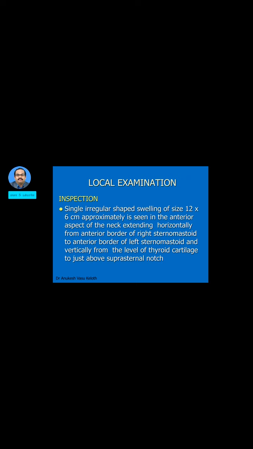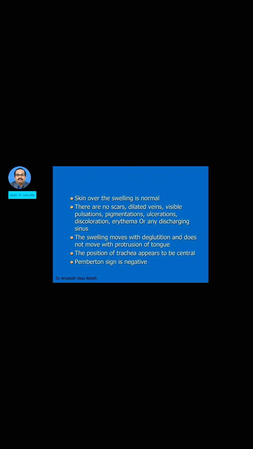On local examination, on inspection, a single irregular shaped swelling of size 12 into 6 cm approximately is seen in the anterior aspect of the neck, extending horizontally from the anterior border of right sternomastoid to the anterior border of left sternomastoid and vertically from the level of thyroid cartilage to just above the suprasternal notch. Skin over the swelling is normal. There are no scars, dilated veins, visible pulsations, pigmentations, ulcerations, discolorations, erythema or any discharging sinus.